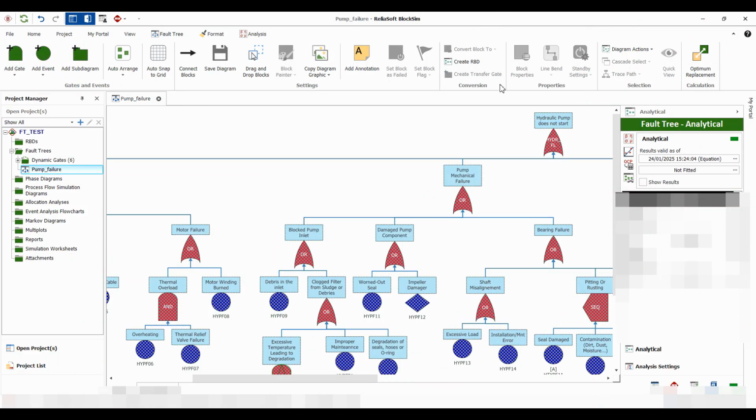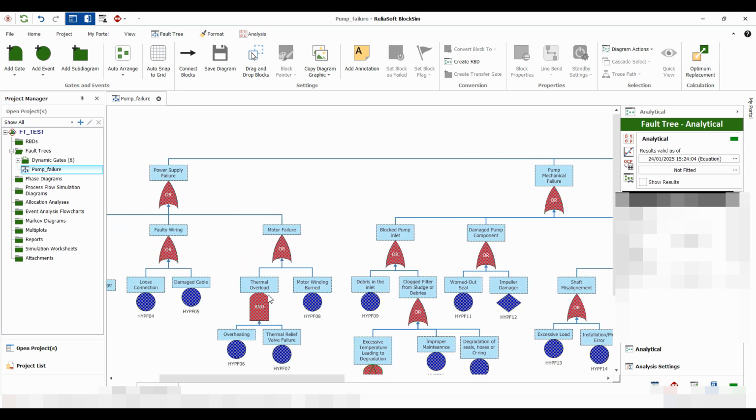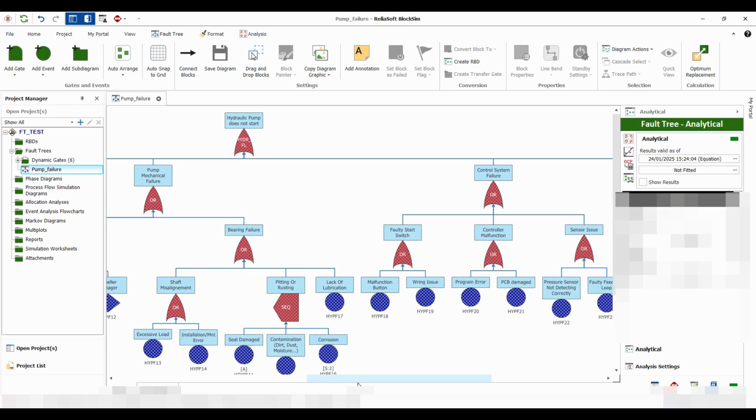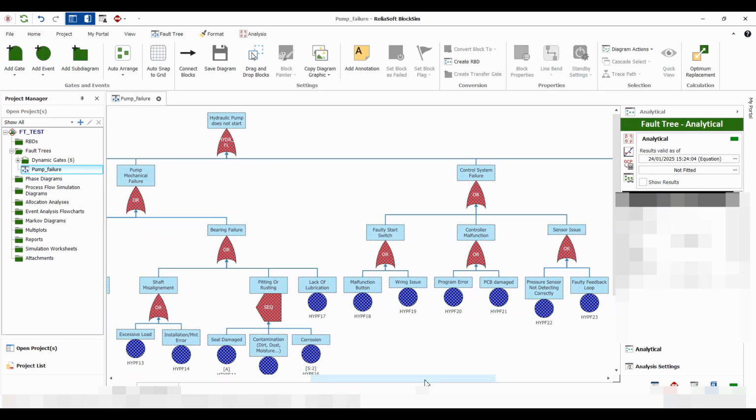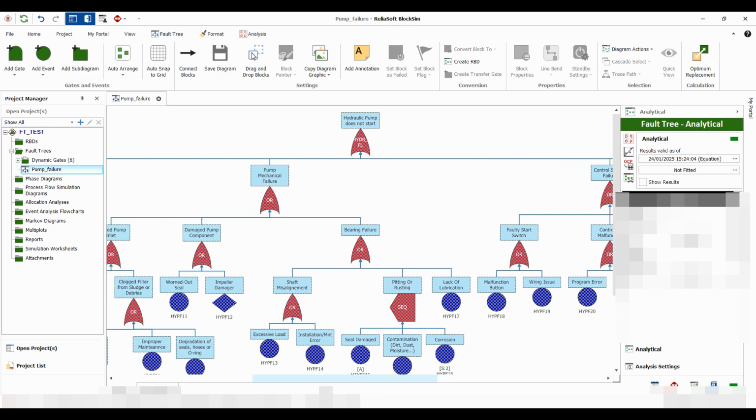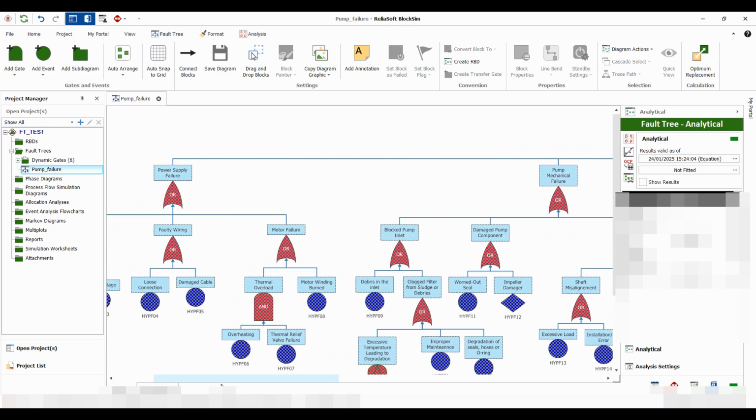We're going to look at a more complex fault tree. We have a hydraulic pump that does not start, and this is our top event. It is given by four primary events: a power supply failure, a pump mechanical failure, a control system failure, and fluid issue. So these are the four primary events, which then obviously develop further.